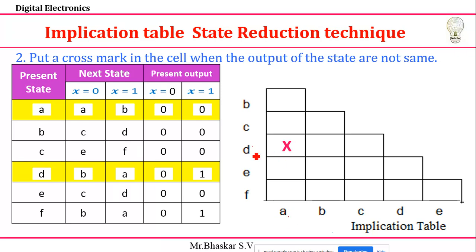Similarly, I'll compare A with respect to F also. It is not the same because the outputs here are 0 0, here it is 0 1 and here it is 0 1. These two conditions, there is no relation between A and D and F. So that's why I'll make it a cross mark. Is it clear?